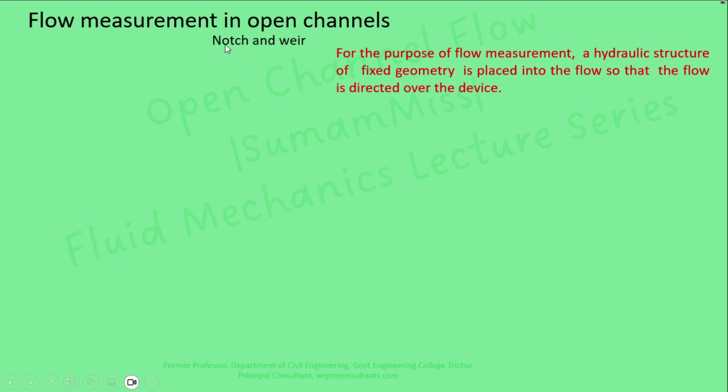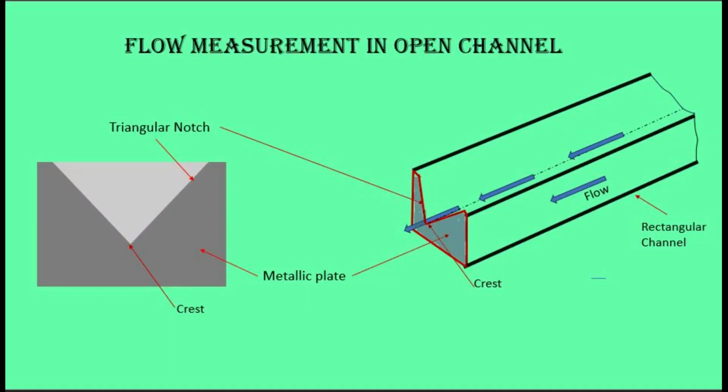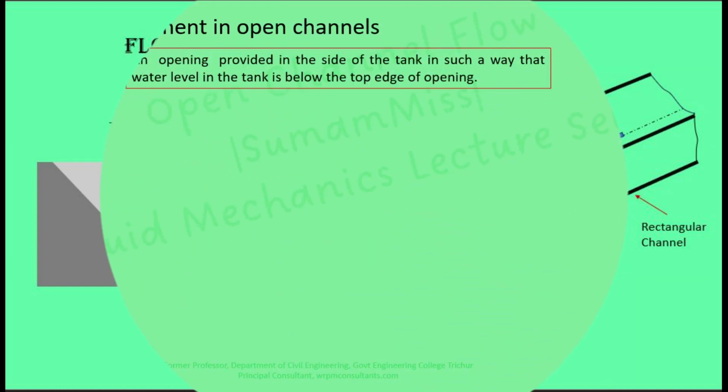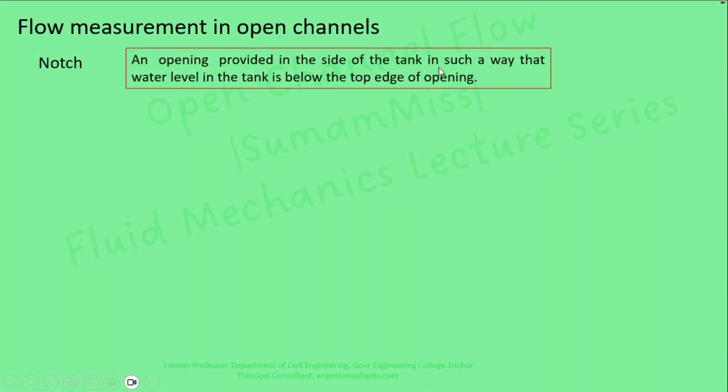What is a notch? A notch is a geometrical opening, mostly made of metallic plate. It is provided in the side of the tank or vessel. It is also provided in narrow channels, particularly laboratory channels, in order to measure the flow rate. The opening is provided in the side of the tank in such a way that the water level in the tank is below the top edge of the opening.